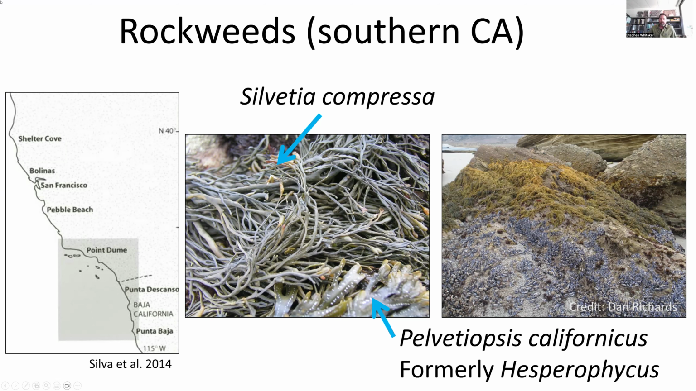Generally, Pelvetiopsis occurs a little bit higher in the intertidal gradient relative to Silvetia, but it's far less common than Silvetia. And so for the rest of this presentation, when I refer to rockweed, I'm referring to Silvetia. That's the species that we used for our restoration project.